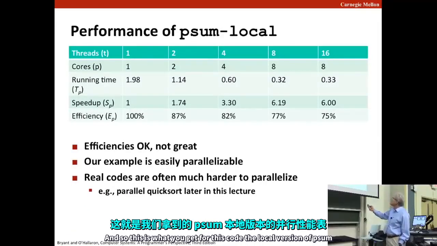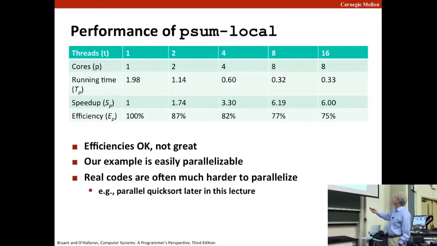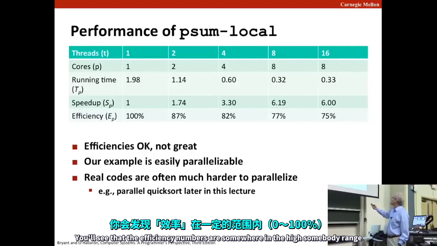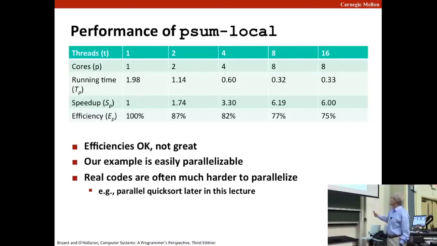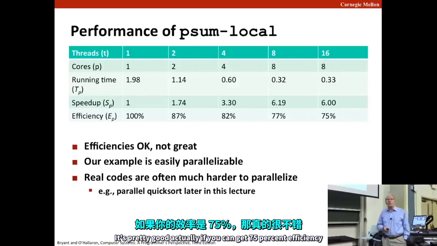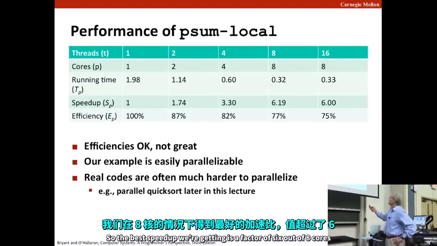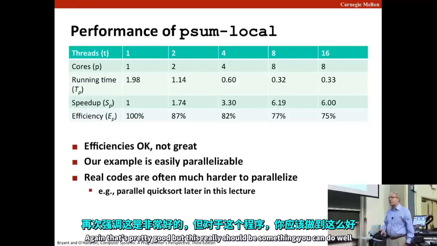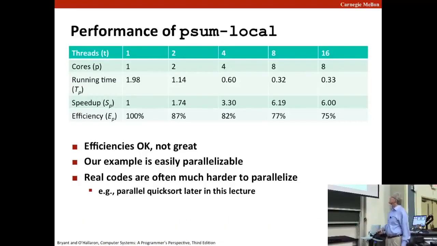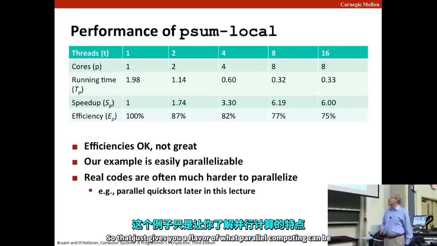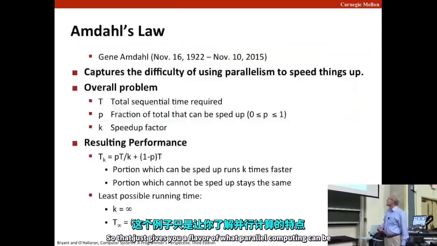And so this is what you get for this code, the local version of psum. You'll see that our efficiency numbers are somewhere in the high 70s range, which is good but not great. It's pretty good, actually. If you can get 75% efficiency, you're doing better than most. But again, that's because this should have been the world's easiest program to parallelize. The best speed up we're getting is a factor of 6 out of 8 cores. Again, that's pretty good, but this really should be something you can do well. So that just gives you a flavor of what parallel computing can be.